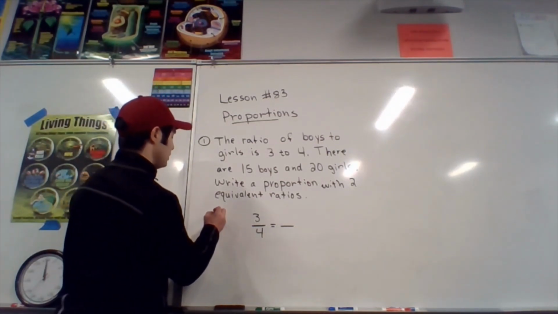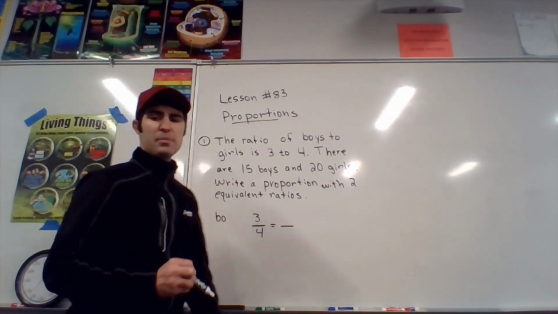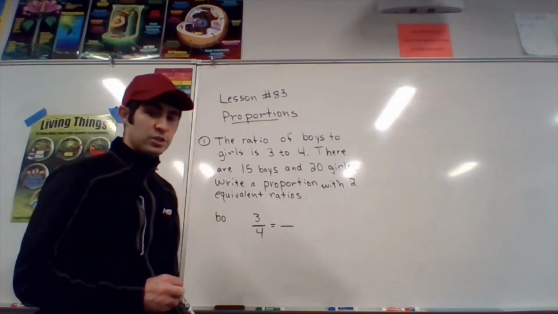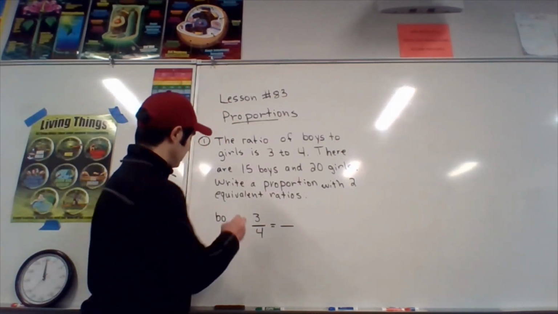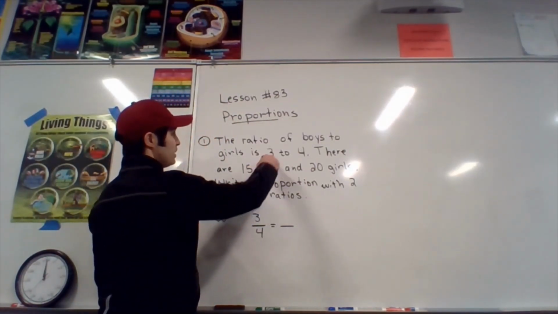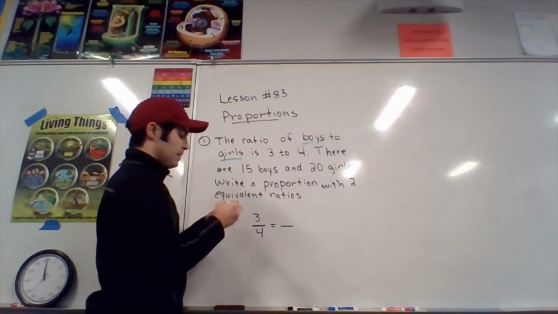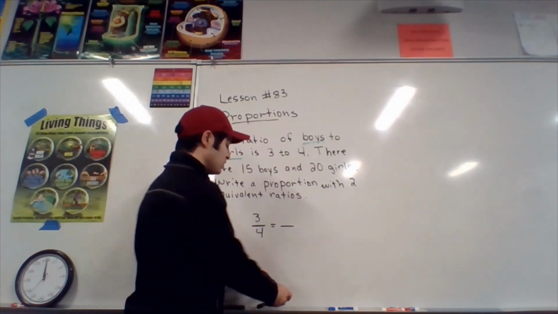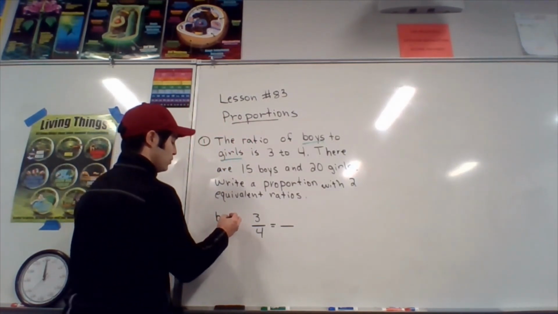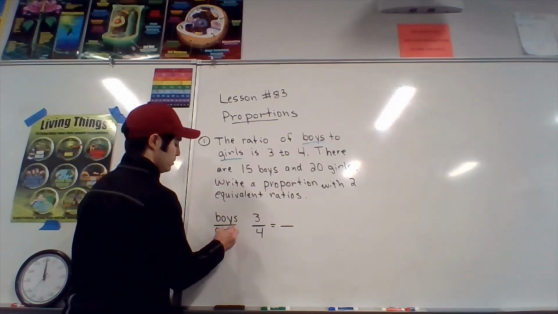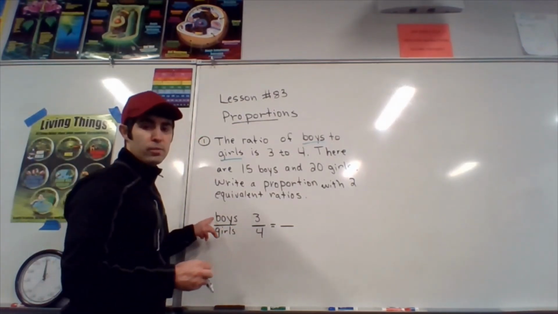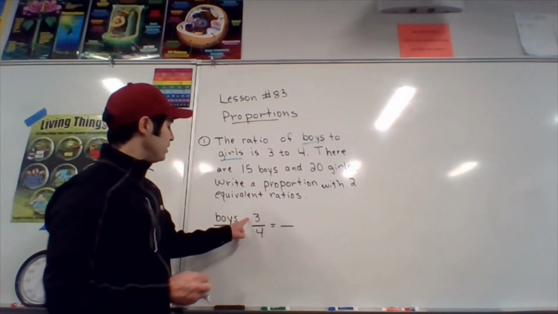Okay? So let's see if we did this right. I'm going to say something called the word ratio. It's a ratio made out of words. Okay? So up here we have boys to girls. That is the ratio made out of words. So we have boys to girls. This is the word ratio. Okay?